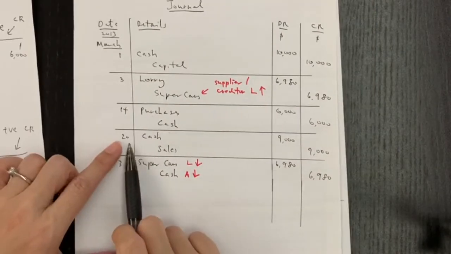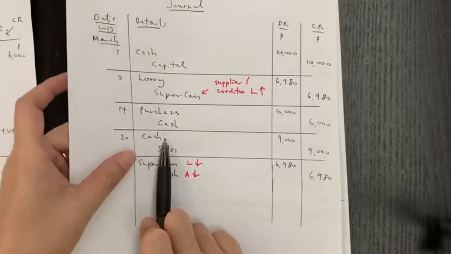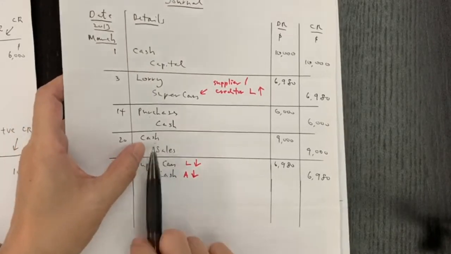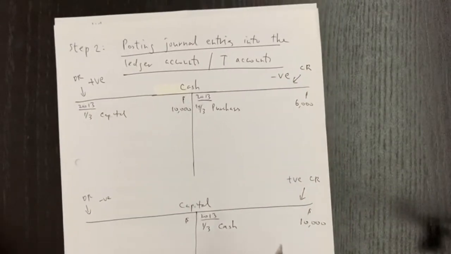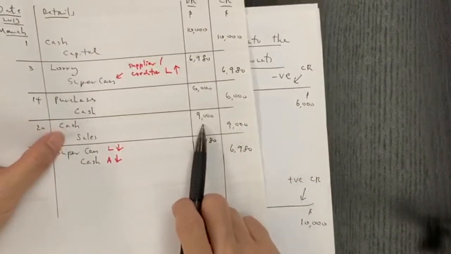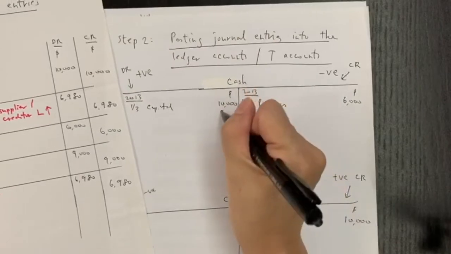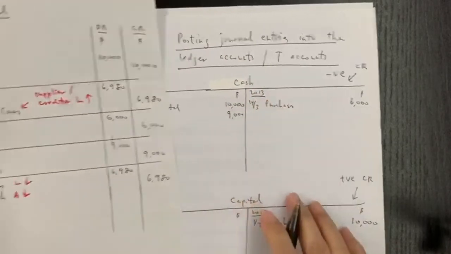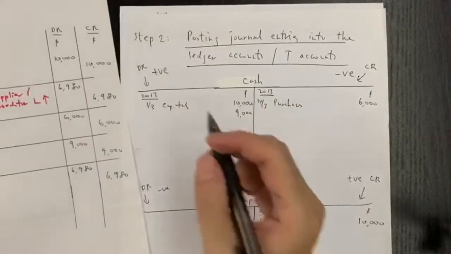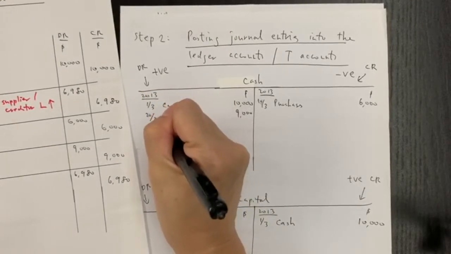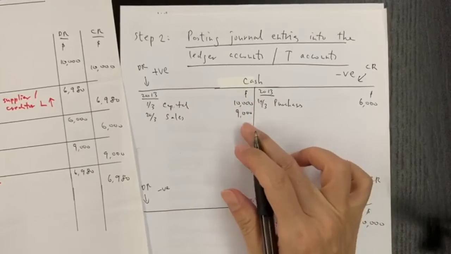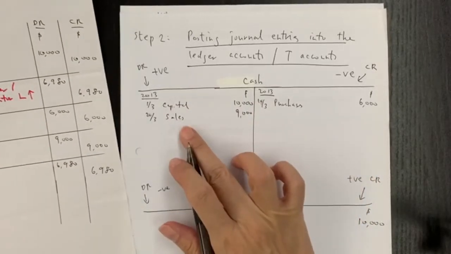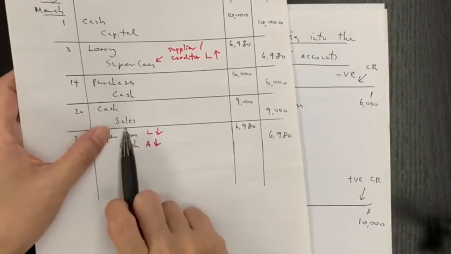Okay, next we have 20th, debit cash. I already have the cash account, so I don't need to draw up another T for cash. So here is my cash. Debit cash, 9,000. So I put 9,000 on the debit side. The date is 20th March, and the reason is sales. Because of sales, we debit cash.